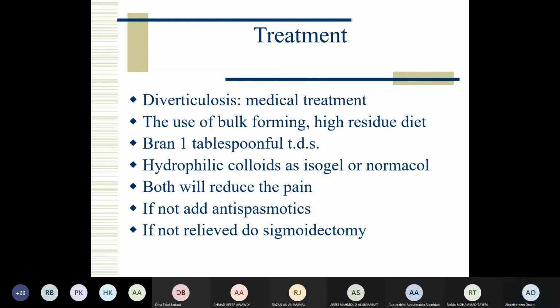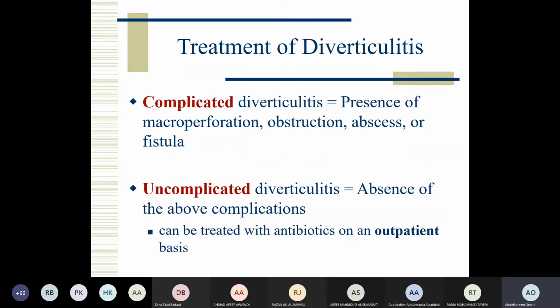If not, we will add antispasmodics, which relieve the pain, like Buscopan and atropine compounds. If not relieved, and the patient is severely crippled by this, then we will advise the patient to remove his sigmoid colon. This is the usual diverticulosis.